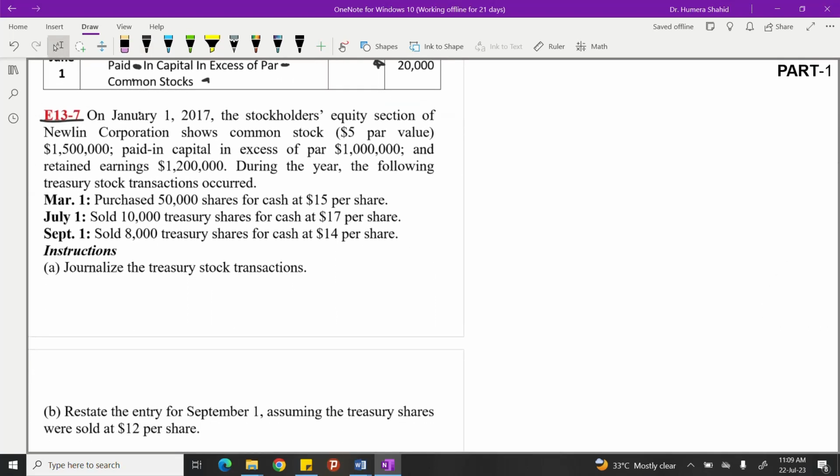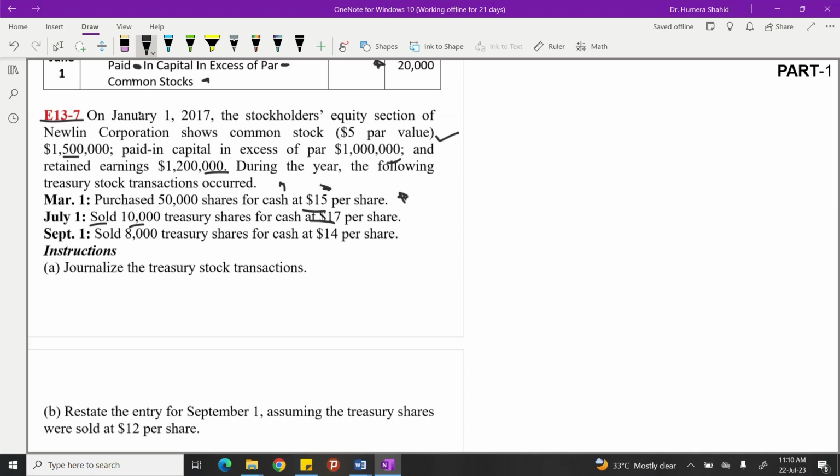On January 1st, 2017, the stockholders' equity section of Newlin Corporation shows common stock, $5 par value, $1,500,000, paid in capital in excess of par, $1 million, and retained earnings, $1,200,000. During the year, the following treasury stock transactions occurred. On March 1st, purchased 50,000 shares for cash at $15 per share. So you have purchased back the treasury shares.